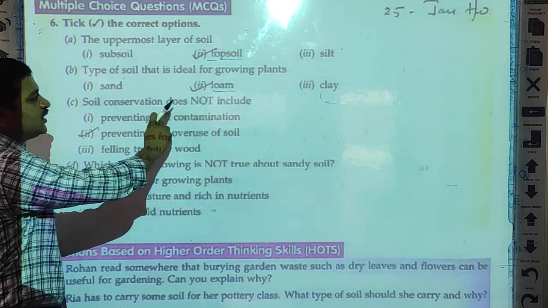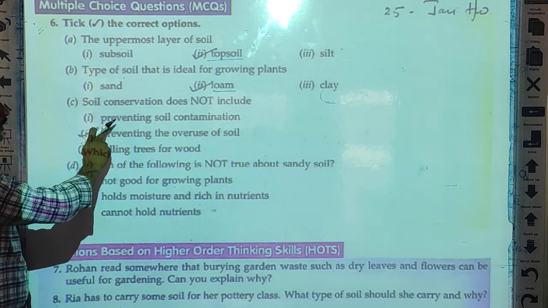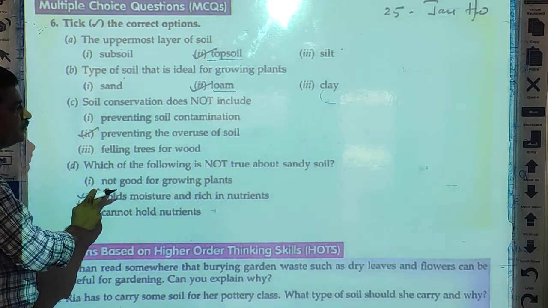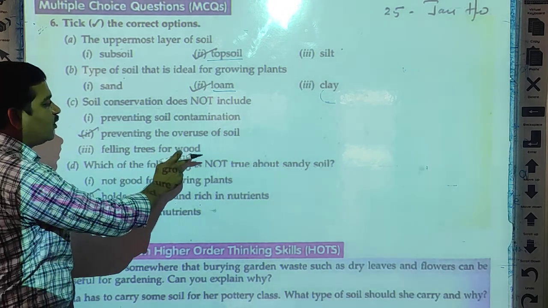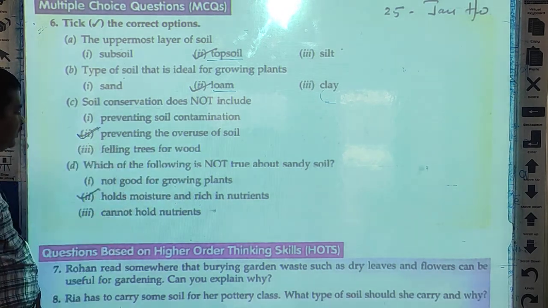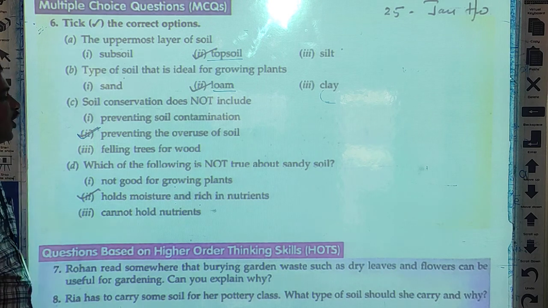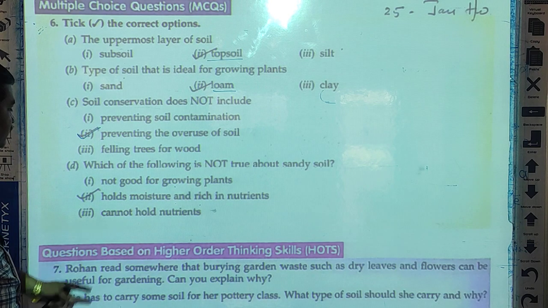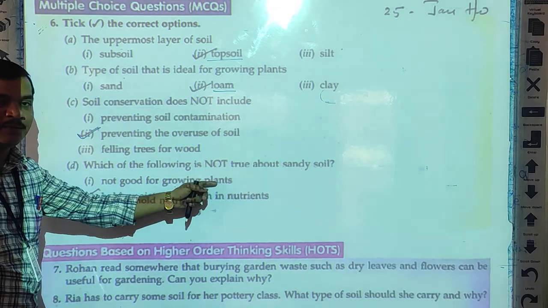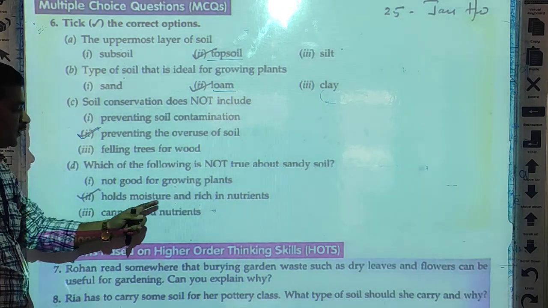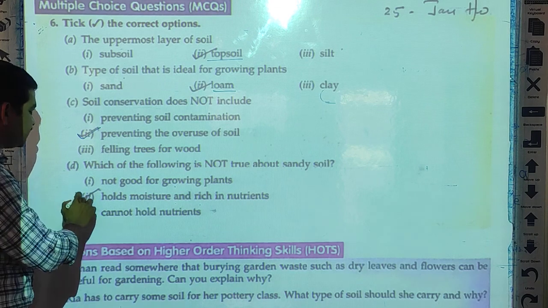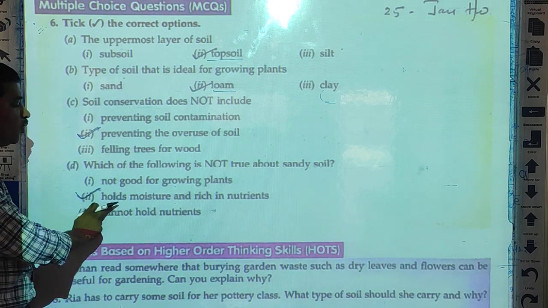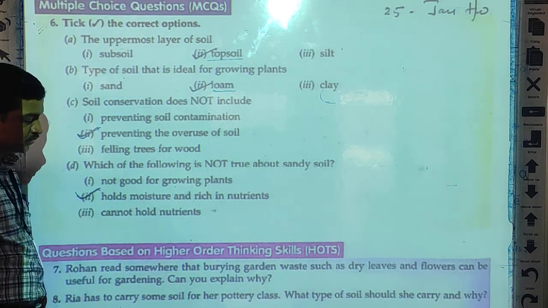Soil conservation does not include preventing soil contamination, preventing the overuse of soil, or felling trees for wood. Next, which of the following is not true about sandy soil? Not good for growing plants, holds moisture and rich in nutrients, or cannot hold nutrients. So the second option is not correct: holds moisture and rich in nutrients.